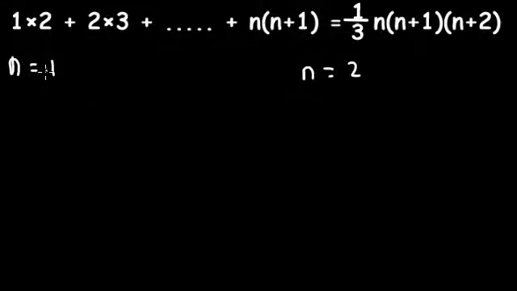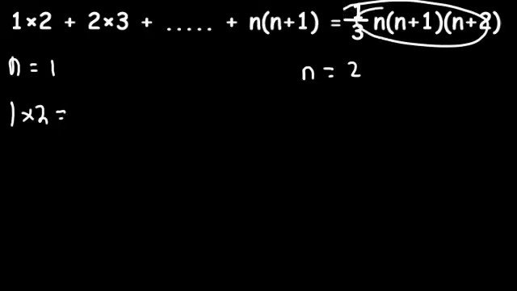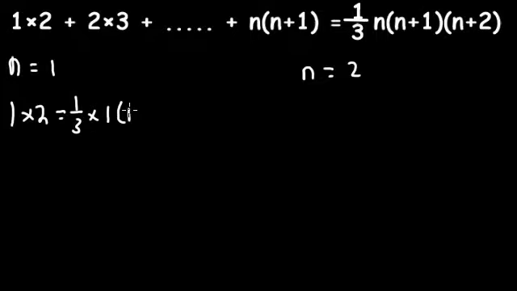When n is 1, for the left hand side, it means the first term. And the first term of this series is just 1 times 2. So we have 1 times 2 equal to the right hand side, which is just an expression where we need to plug in the value of n equal to 1. So we have 1 by 3 times 1 times 1 plus 1 times 1 plus 2. So wherever you see n, you plug in whatever value you are trying to substitute.